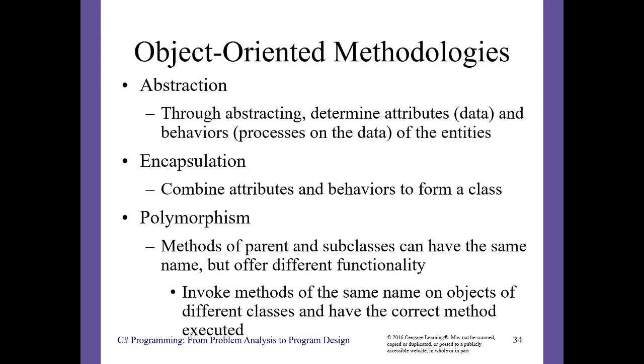Encapsulation is this process of adding the data and these behaviors together to form an object. And that object is defined as a class. And then there's another component called polymorphism. And this is where I can have one thing named something, and I can have that one thing do a different task depending on where it is in the class structure.